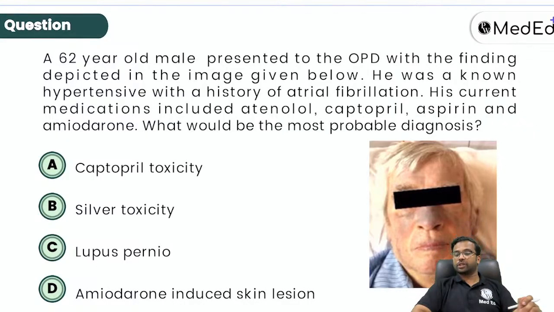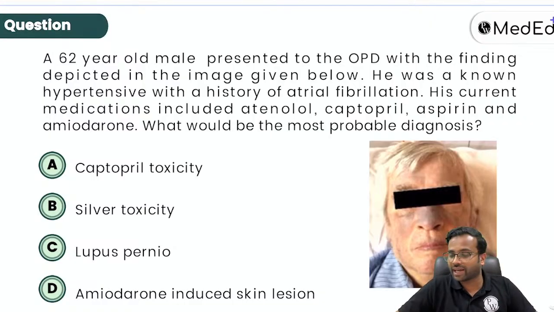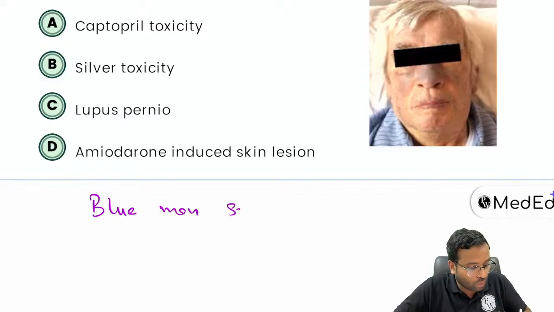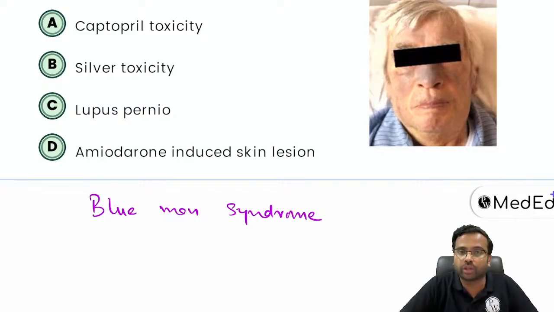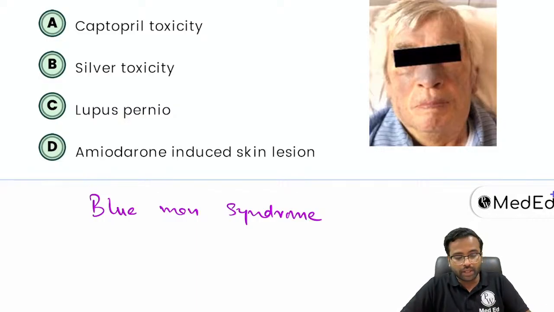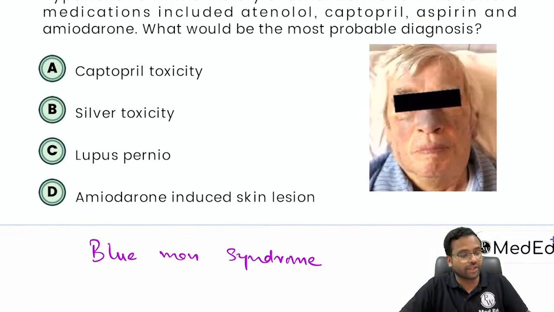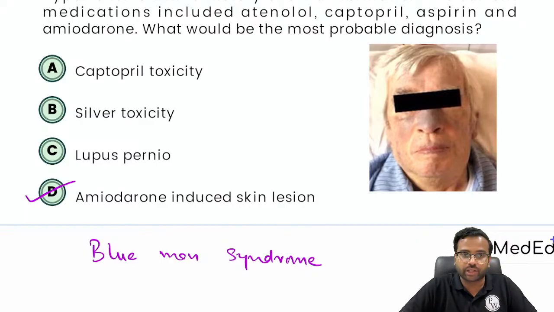Very good. So Sindhu is giving me a very specific answer because it is amiodarone, the blue man syndrome. Excellent. So this one is called the blue man syndrome. So what happens in a patient who is taking amiodarone as a drug side effect, the patient's skin may turn blue in color. So this is due to amiodarone induced skin lesion.